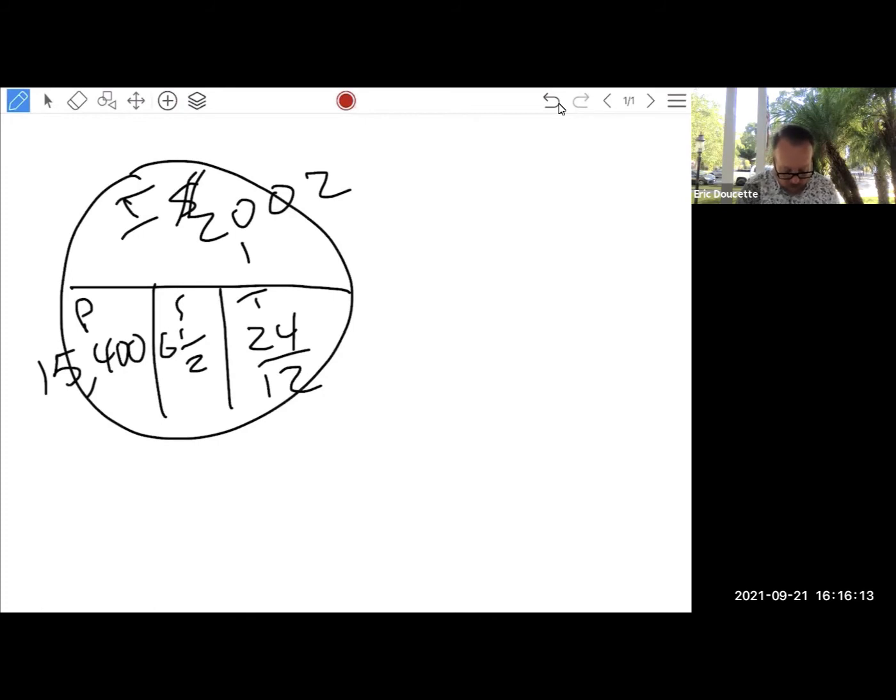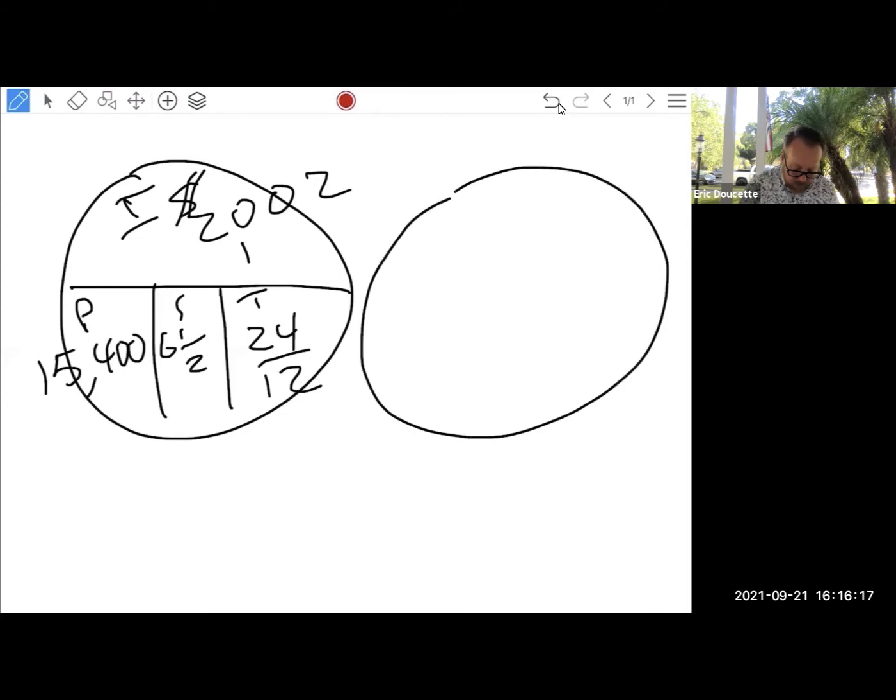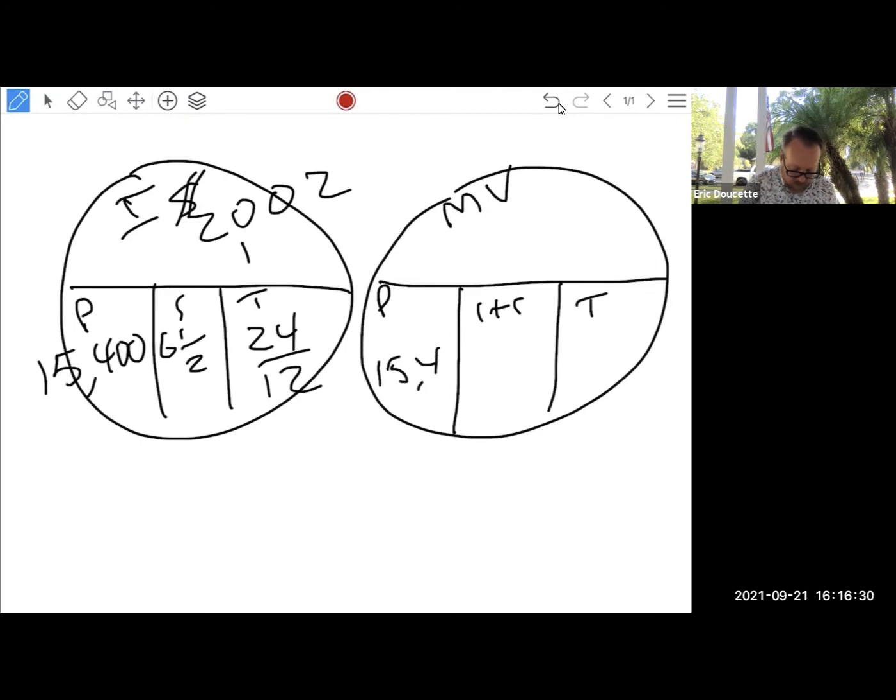Now, if I wanted to do that all in one fell swoop, I'm going to do the other formula. This is going to be my maturity value. I'm going to do principal times 1 plus rate times time. So I'm going to use the same problem, 15,400. I'm going to do 1 plus 0.0650, and then I'm going to do the time, which is 24 divided by 12.